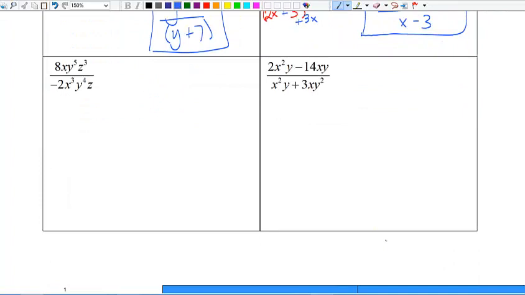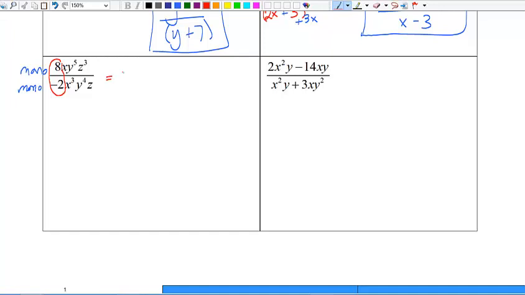On the next problem, notice that this does not have any pluses or minuses in the numerator or the denominator. This is a monomial over a monomial. So I can't actually factor this. This one's a little bit easy. It's very similar to when we were doing exponent rules because there is no plus or minus. So I just wanted to remind you that these are a polynomial over polynomial.